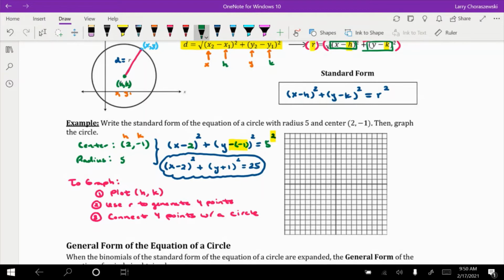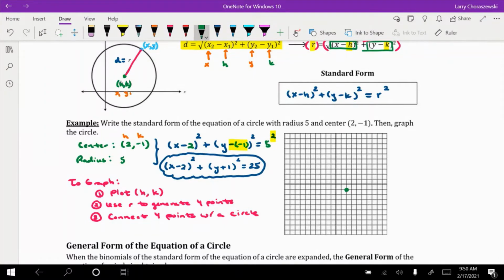So our center is at (2, -1). Well, let's plot that point. We'll start at the origin. We'll go 2 spaces to the right and down 1. And there's our center. Our radius is 5, so since this is our center, all points on the circle are going to be 5 units away from this. So with regard to step 2, use r to generate 4 points.